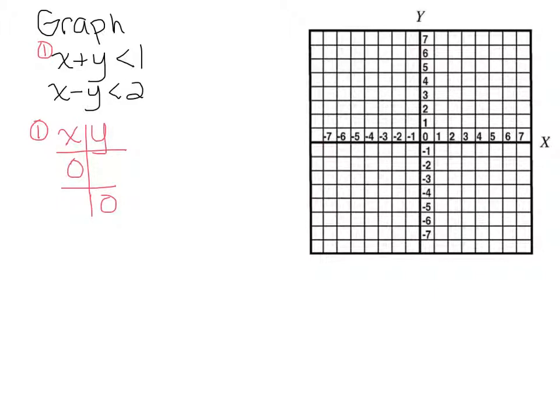When x is equal to 0 in my first equation, y is equal to 1. When y is equal to 0, x is equal to 1. So let's graph these 2 points: 0, 1, and 1, 0. We'll use a dotted line since this is a less than sign. There is no equal part in it.